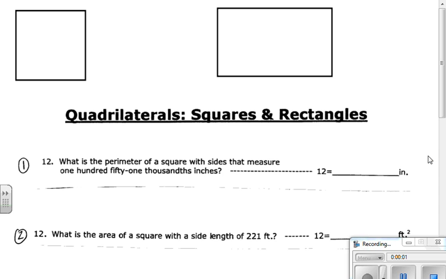Today we're going to look at two different types of quadrilaterals. Quad is going to mean four, so these are four-sided shapes. And we're going to look at squares and rectangles. Squares are quadrilaterals where all four sides are equal.